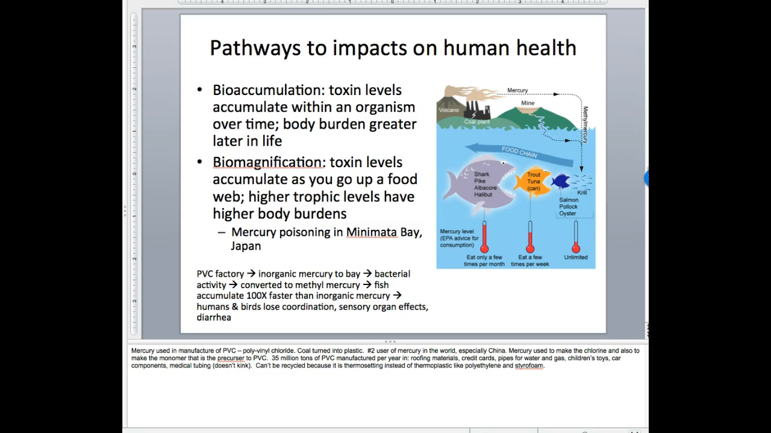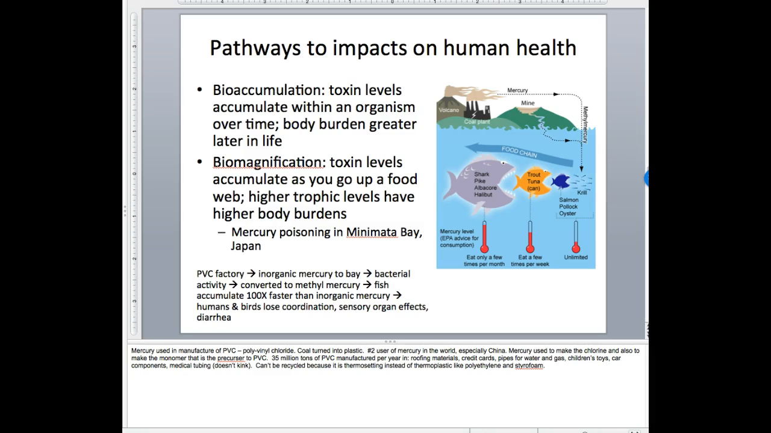And this was first really looked at with a mercury poisoning case in Minamata Bay in Japan. There was a PVC factory there that was releasing inorganic mercury to the bay, and it was thought that inorganic mercury was inert. It just sat there and didn't do anything to the environment. Turns out bacteria convert that inorganic mercury to methyl mercury, and that can be uptaken by things like fish and birds and the humans that eat those fish and birds.